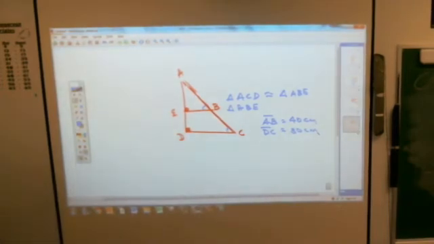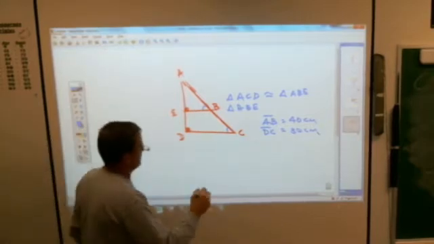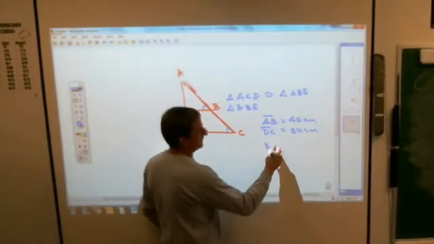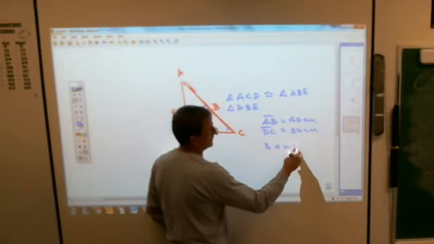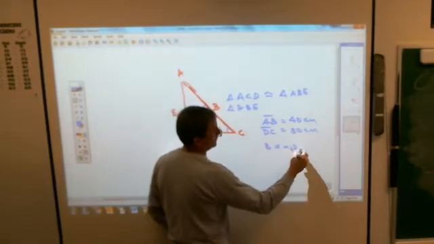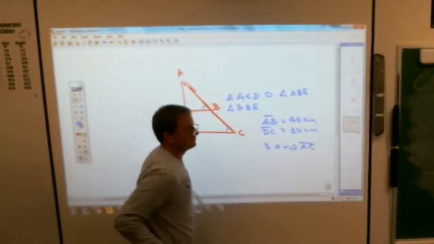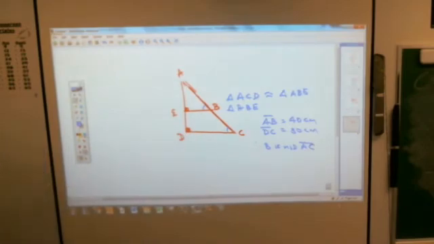Point B is the midpoint of AC. B is the midpoint, or the middle of AC. And does it say something else? No. Find the perimeter of BCDE.